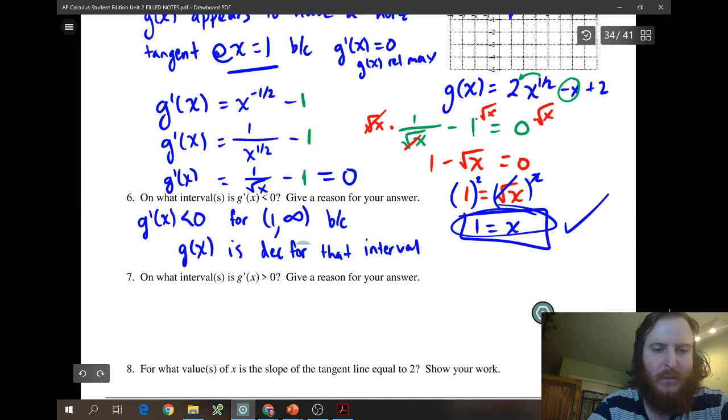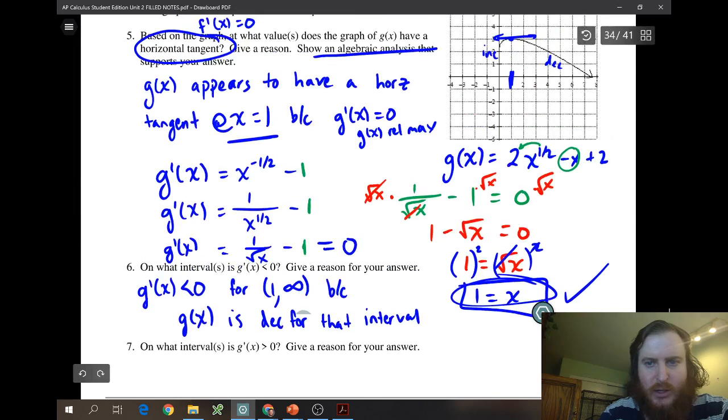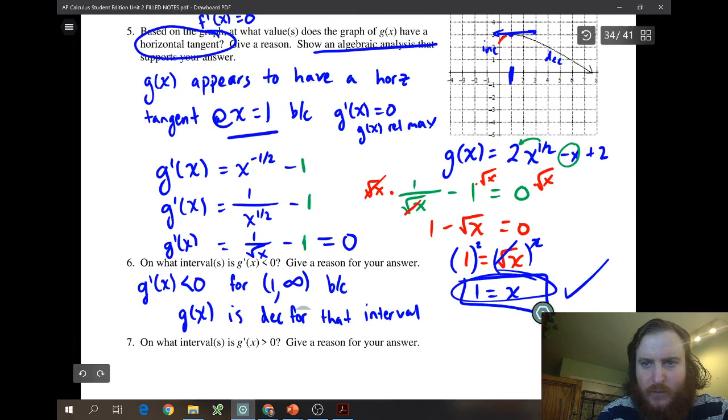So that might help out. Where is g prime of x greater than 0? Right, we want to connect g prime of x being greater than 0 to when g of x is increasing. So where is this graph increasing? It's increasing on the left side.